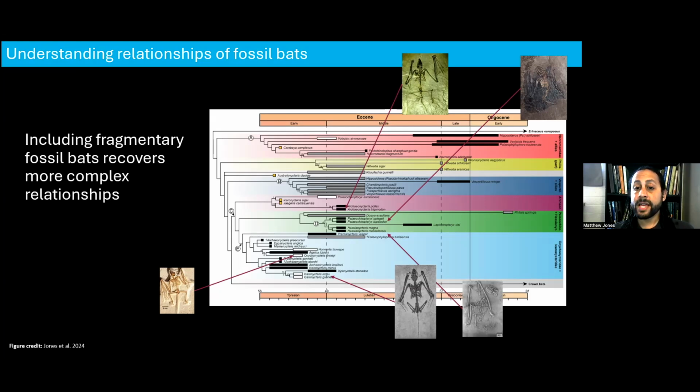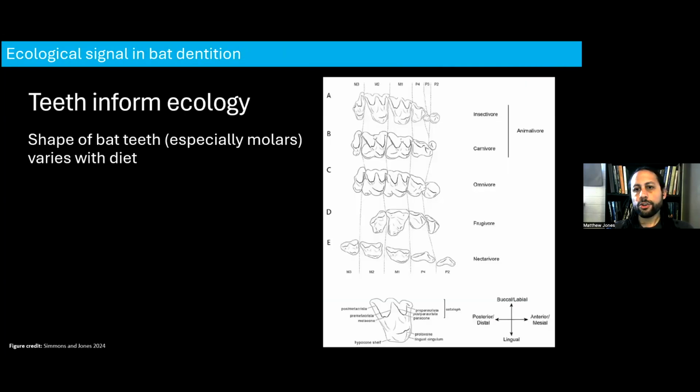The other thing that we recovered in this analysis is that many of these fragmentary bats are branching earlier than some of these Green River and Messel bats, which is also fairly interesting, and hints that these fragmentary fossil bats probably have a lot to say about early bat evolution. So that's what we can do with understanding how bats are related to each other with these fragmentary fossils, especially teeth and jaw fragments.